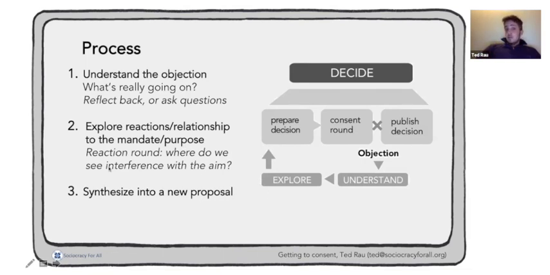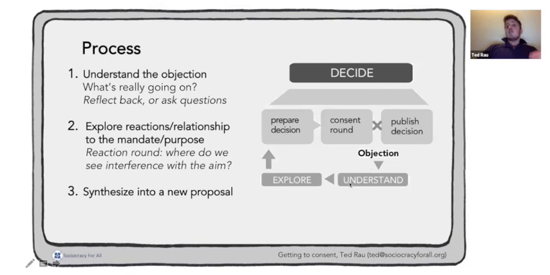Then what is a good idea is to do a round on, okay, so where are we at with this? What do people think? What could we do? You might even have two rounds if it's a big deal, like one where you just do a reaction round to the objection and then a round on what do you think we should do? What I like as a prompt here in that reaction round is to remind people that what it's all about is the aim, purpose, mandate. Because that's, again, what everything is centered around, and it makes sense in that moment to remind people of that.